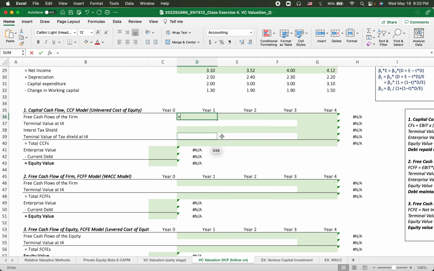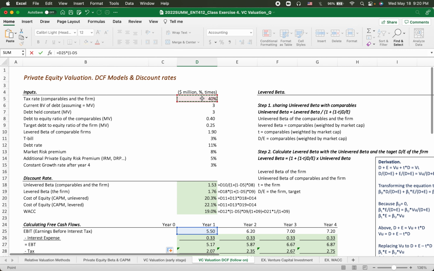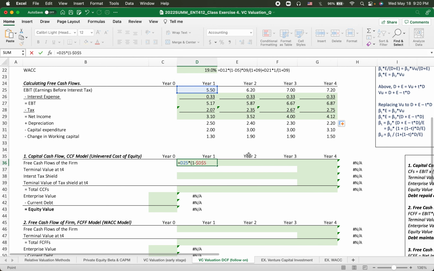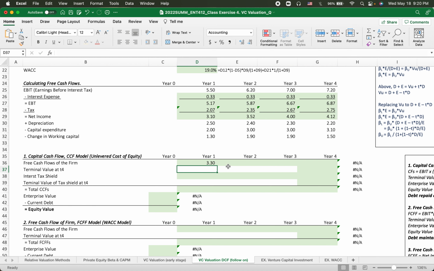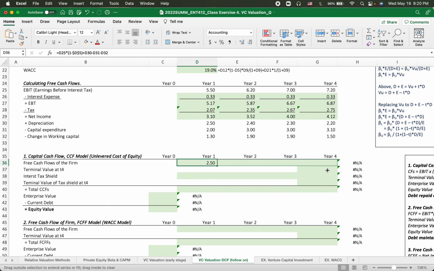Okay, let's go. So here EBIT times 1 minus the tax rate, 40% tax rate. I'm going to fix this 40% tax rate. Then we need to add back the depreciation because it's a non-cash transaction, minus the capital expenditures, minus changes in working capital. So we got 2.5, which is the free cash flow of the firm in this case. So we expanded this like this, and we got all these cash flows. But it doesn't include the interest tax shield yet, but we are going to calculate it.